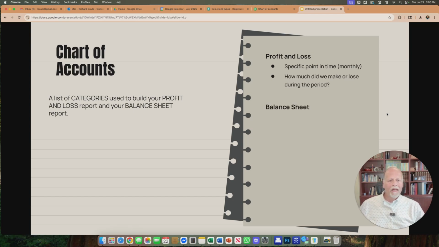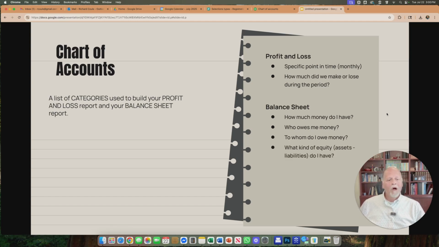The balance sheet, on the other hand, which is a separate report altogether, will give us our statement of financial position. It'll answer these questions. How much money do I have? Who owes me money? Accounts receivable and items such as that. To whom do I owe money? Accounts payable. What kind of equity do I have? And we know that equity is when you take your assets, or what's of value, and you subtract your liabilities, or what you owe. When you subtract what you owe from what you have, what do you have left over?